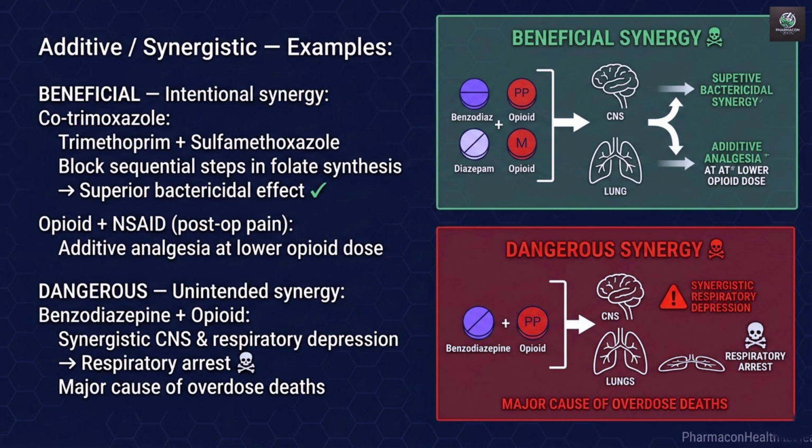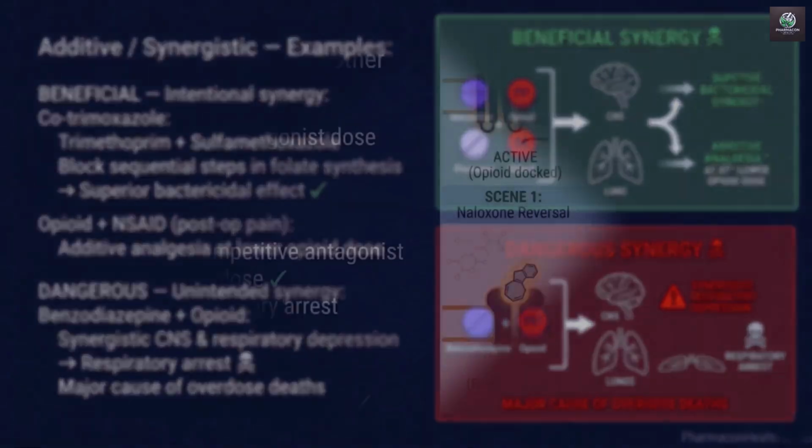Another intentional example, combining an opioid and a nonsteroidal anti-inflammatory drug for post-operative pain achieves additive analgesia while using lower doses of each, reducing opioid-associated side effects. The dangerous side, combining two CNS depressants, for example, a benzodiazepine with an opioid, produces synergistic respiratory depression. Together, they suppress breathing to a far greater degree than either drug alone, and this combination is responsible for a significant proportion of opioid overdose deaths.